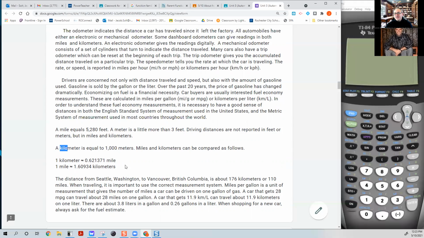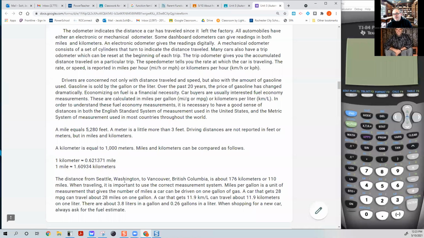However, we can do some conversions here, right? For instance, 1 kilometer is equal to 0.621371 miles, right? So if we knew how many kilometers, we could multiply it by this number here, and we would get the miles. 1 mile is equal to 1.60934 kilometers. So if we knew the miles, we could multiply it by this number to get the kilometers. These are called conversion factors.